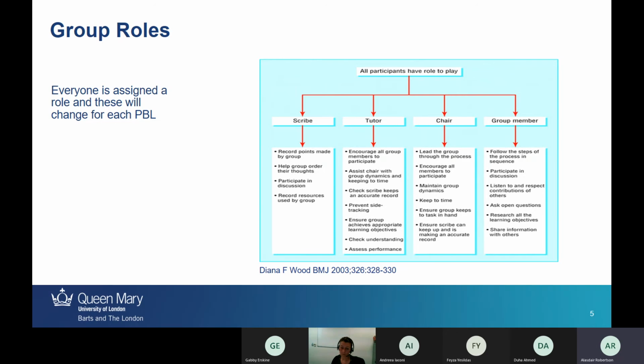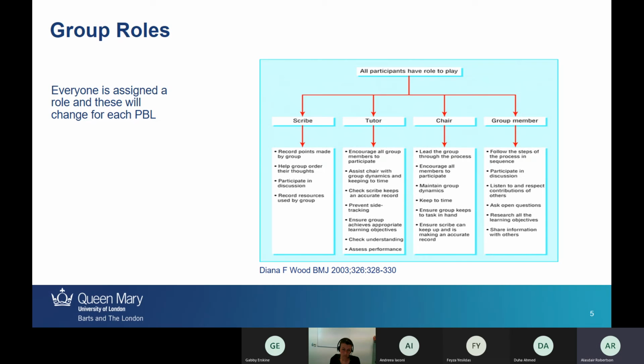So there's always one scribe. So that is the person that will record all the points that have been made by the group. It will help the group order their thoughts. They will, of course, have to participate in the discussion as well. And again, they can also record resources that are used by the group.